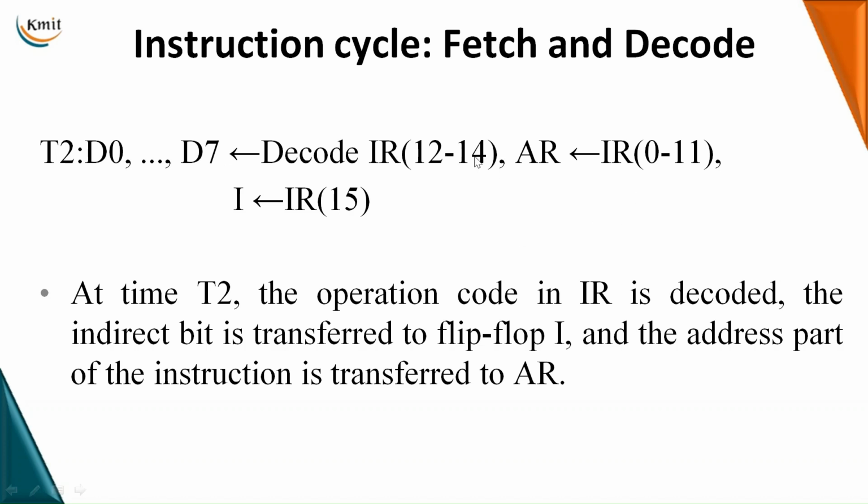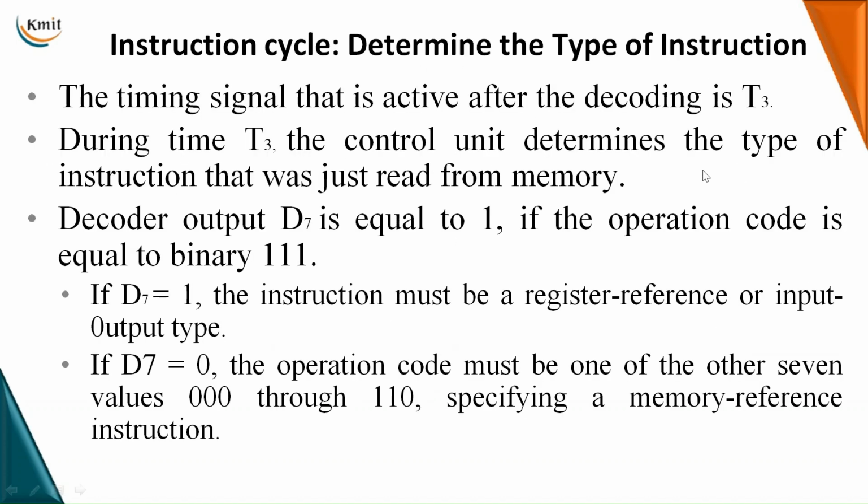So for that we need to copy this to a decoder, give it as an input to a decoder, as well as bits 0 to 11 have to be copied into the address register, and the 15th bit has to be copied into a flip-flop I. That happens at timing signal T2. So with this we have seen the fetch and decode phases.